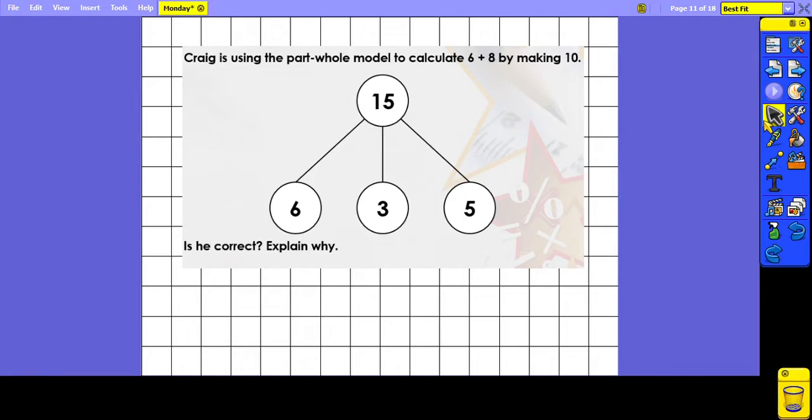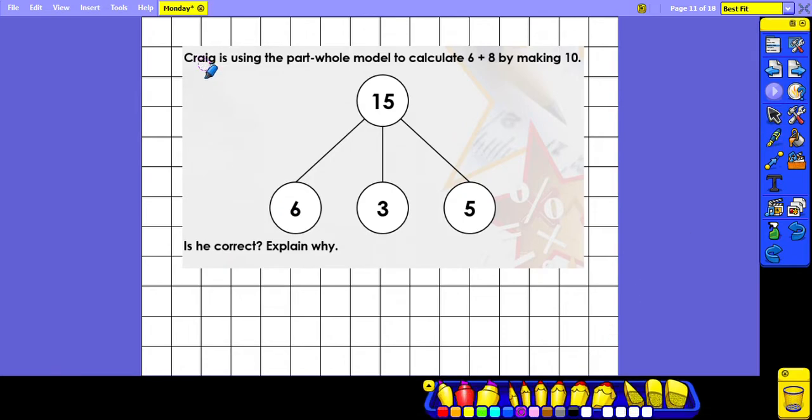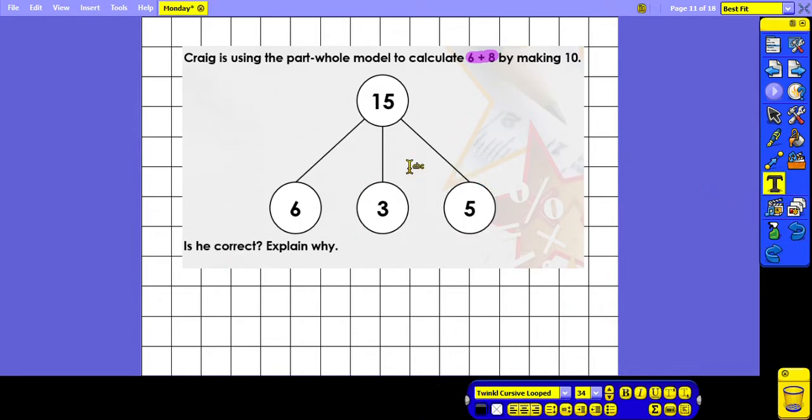This time we've got a reasoning question. It says Craig is using the part-whole model to calculate 6 add 8 by making 10. Is he correct? Explain why. So here he's got the 6 and then he's actually partitioned the 8 into 3 and 5. But what Craig should have done is he should have partitioned the 8 into 4 and 4.